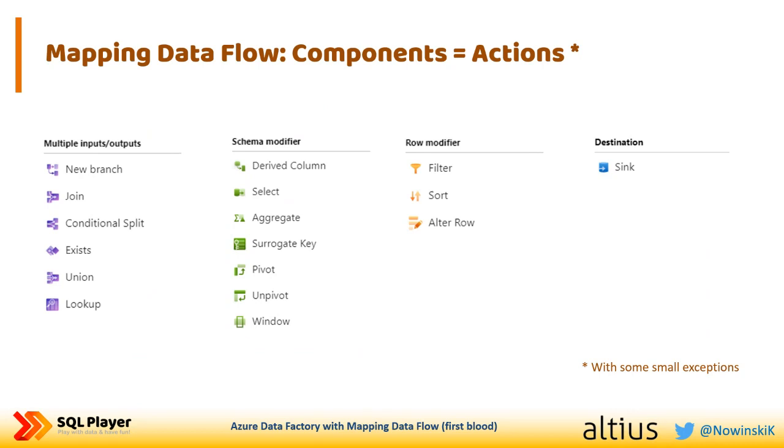You can use a conditional split to split the flow or stream of data. You can also use unions, lookups, and much more, like select, aggregate, and pivot, as you can see. Also you can use window functions like in SQL Server, filter, sort, etc. And obviously, as a destination, there is a sink. It's one type of activity.